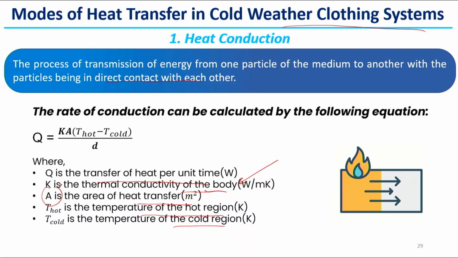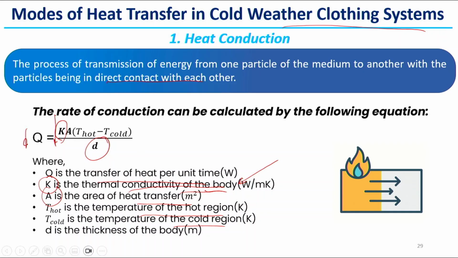the K, the thermal conductivity of the material, is in our control. If we can reduce the K value, the thermal conductivity, we can reduce the heat transfer per unit time. So, the heat transfer rate will reduce, and D is the thickness of the body. If we can have higher thickness, the Q will reduce.